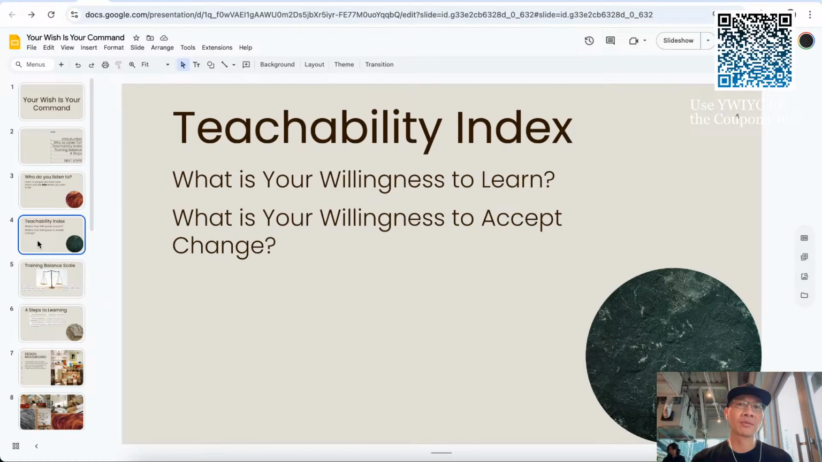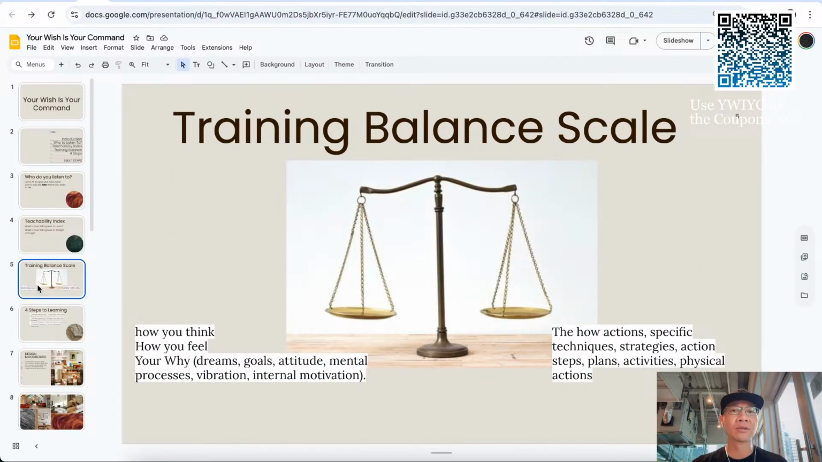But this is where rubber meets the road. You may have that willingness to learn, but what is your willingness to accept change? You have to give yourself a score. If your life is not in the right trajectory, if it's not moving the direction that you want, come back to these lessons. Next part is training balance scale.